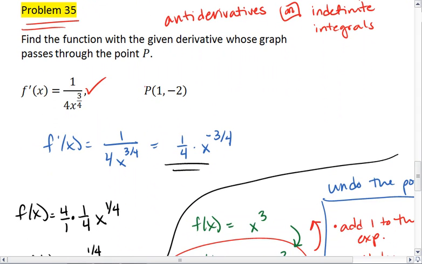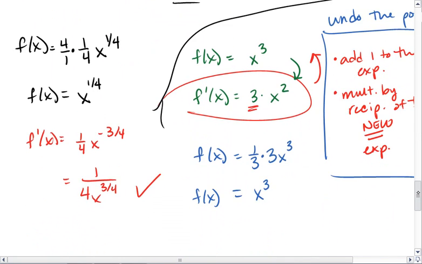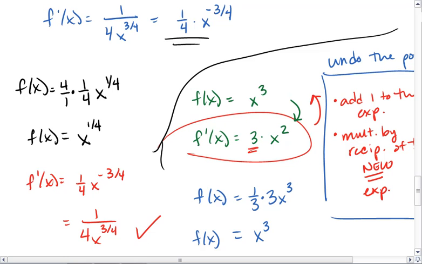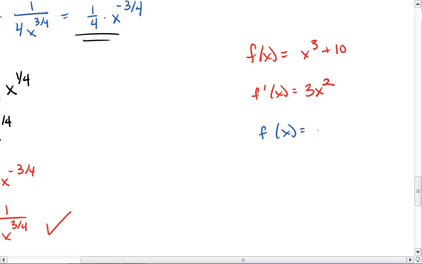Okay. There is a reason why they gave us this point P. The reason is because of this. I need to make some more space here. Let's say that instead, again, we're going to a hypothetical. Let's say I started with x cubed plus 10. Well, I know the derivative would be 3x squared, and that if I was to go backwards, though, I would find just x cubed. Well, what happened to that plus 10?